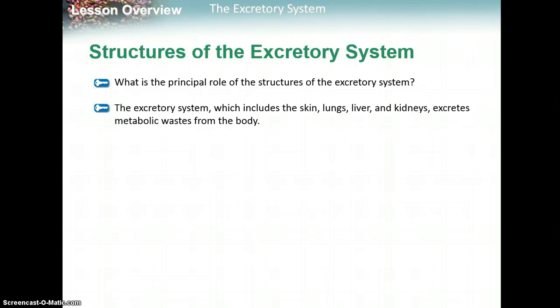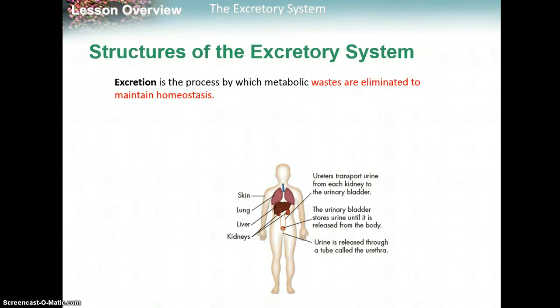The excretory system includes your skin, your lungs, your liver, your kidneys, which all excrete some sort of metabolic waste. So we're going to be really just focusing on the kidneys for this talk. Excretion is the process by which metabolic wastes are eliminated to maintain homeostasis, a balance within your body. So here are all the different parts of your excretory system. Again, we're just going to be focusing on the kidneys and how they are relevant for homeostasis.